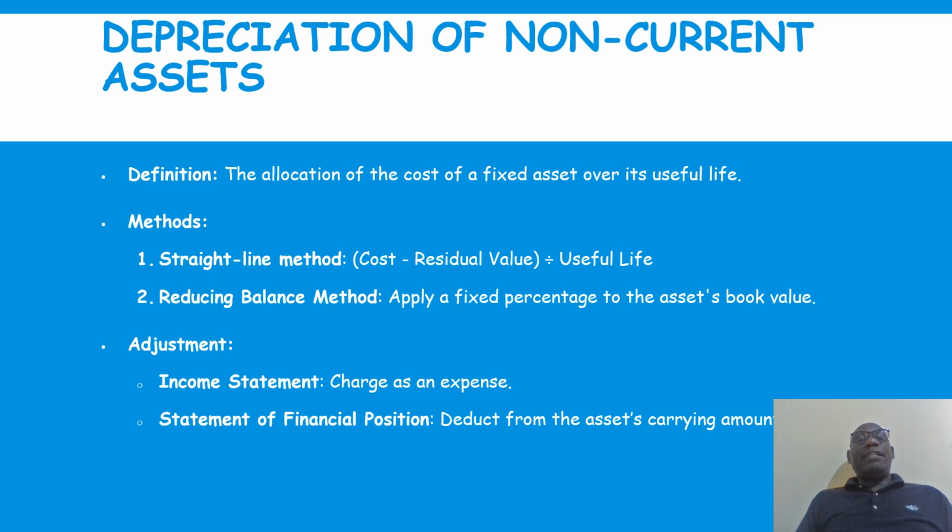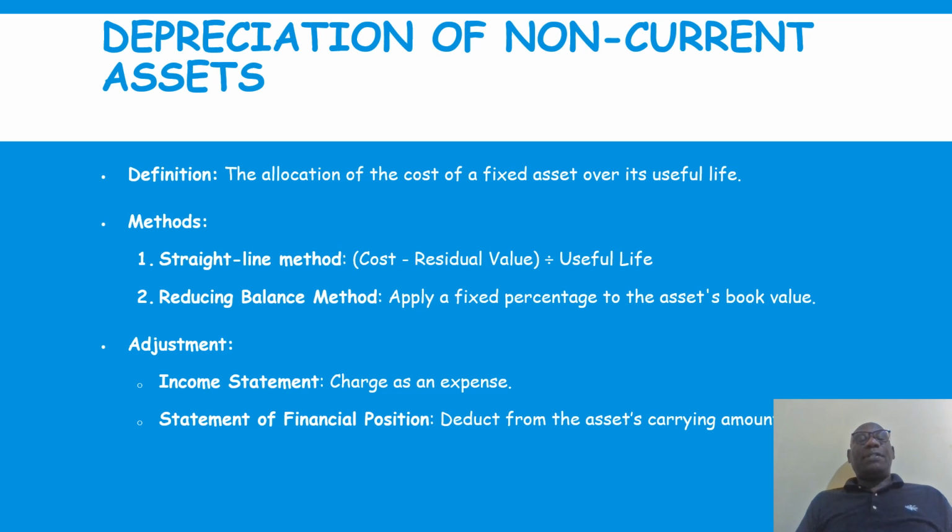We can define depreciation as essentially being the allocation of the cost of a fixed asset or non-current asset over its useful life. Now, there are a number of methods which we need to focus our attention on with regards to providing for depreciation. What are these methods? We have the straight line method and the reducing balance method. So how do we deal with the straight line method?